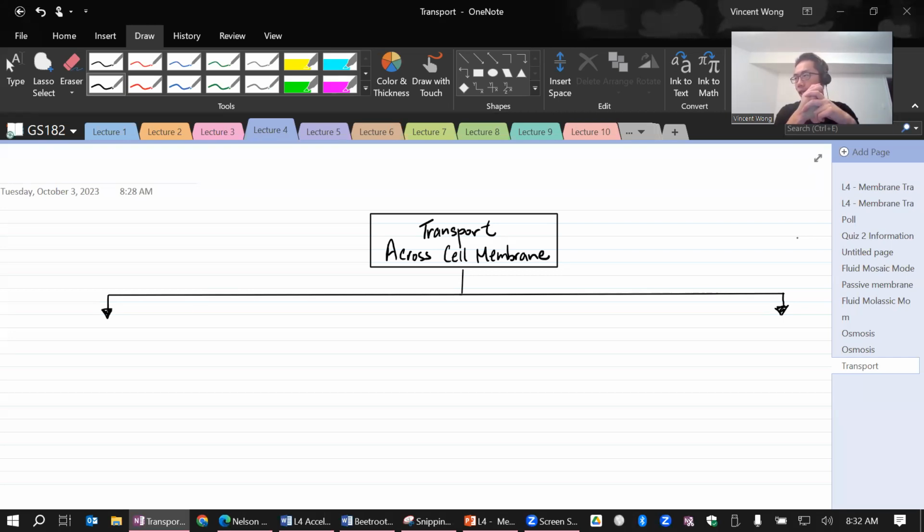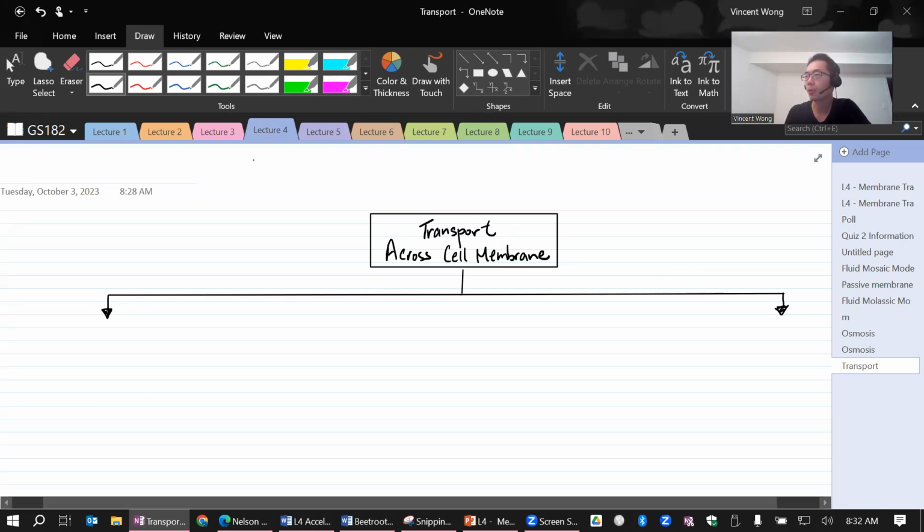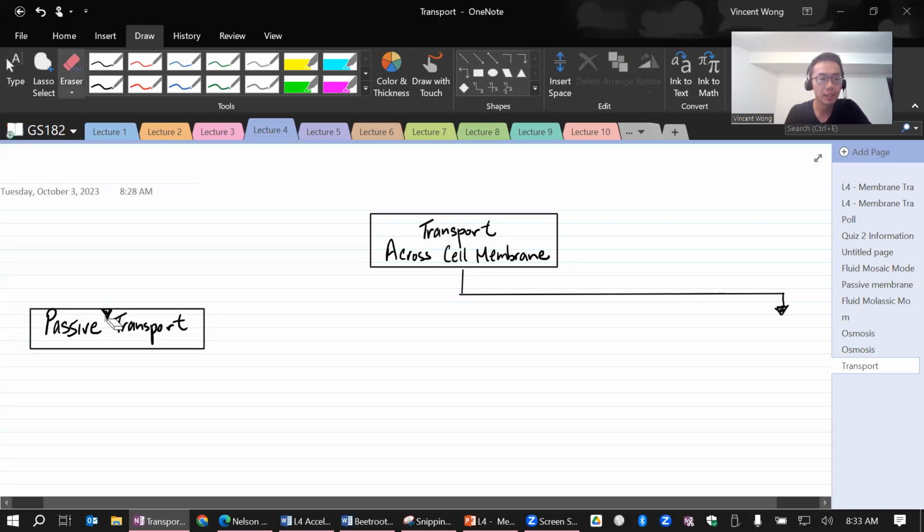For those of you who are joining us just now, we are taking a note. So please take out a piece of paper. The two types of transport are basically passive transport on one hand, and we have active transport on the other hand.